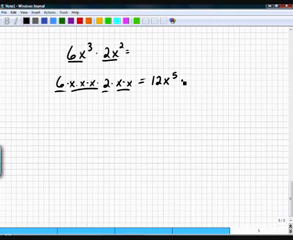Makes sense. Let's do some without rewriting. 2x to the third times 4x squared. I can multiply 2 times 4 first if I'd like, and that is 8, and then x to the third times x squared. That means you have three x's times two more x's, a total of x to the fifth.